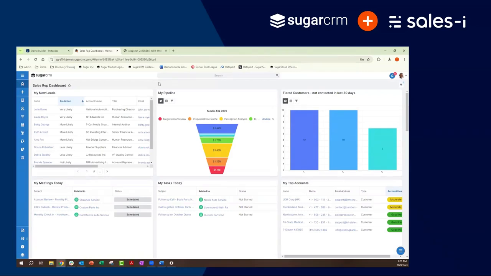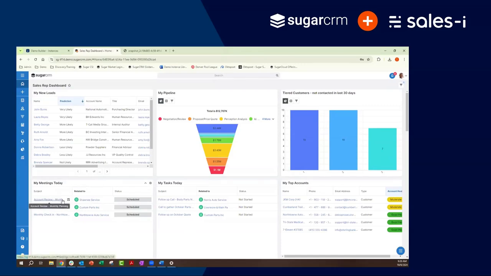Now, from a sales intelligence perspective, I wanted to switch gears here and really focus in on what my meetings are today. So I can see I actually have a meeting with Shawnee Service. I have it scheduled for today. And it actually is an account review and a monthly planning meeting I have with their purchasing director over here.